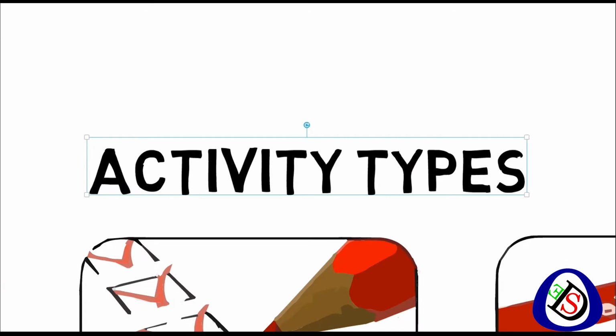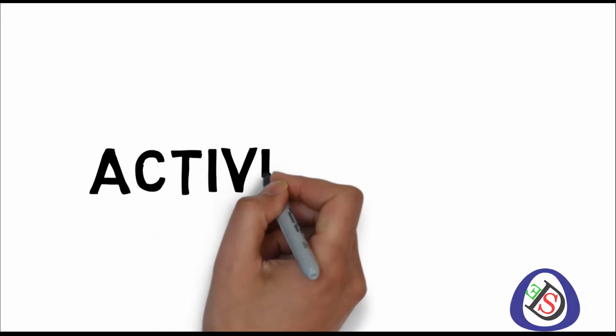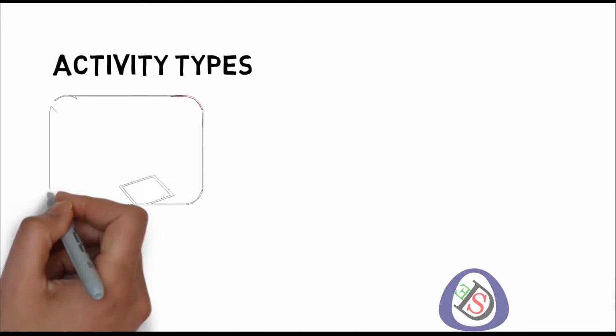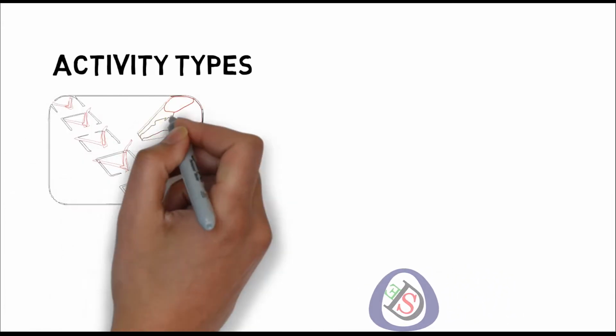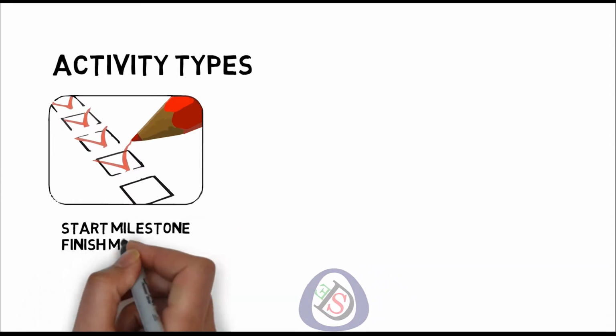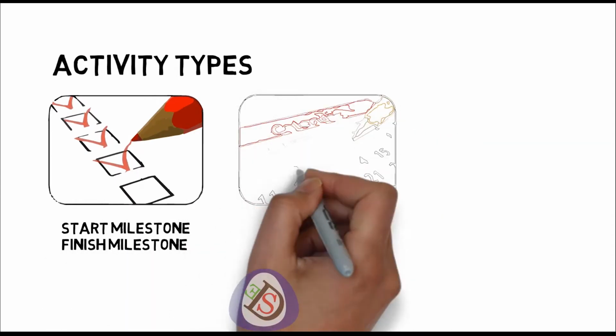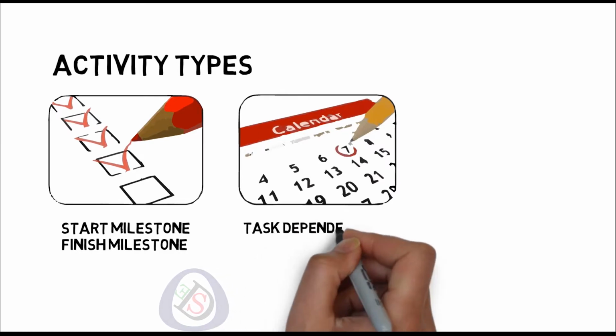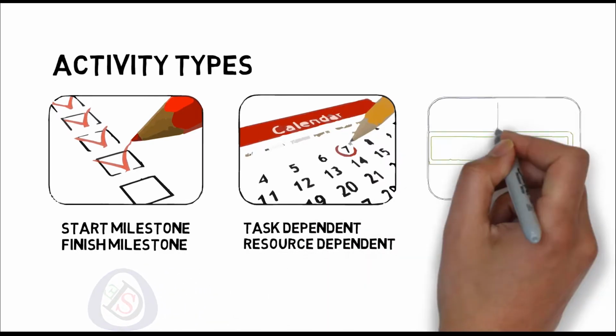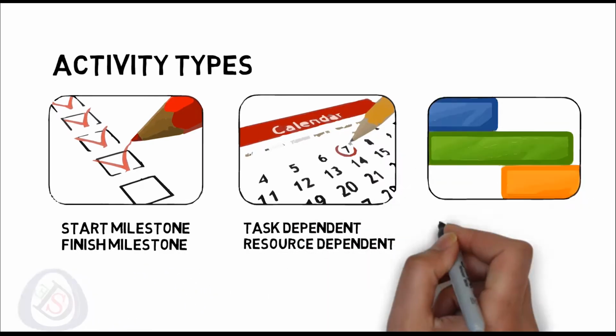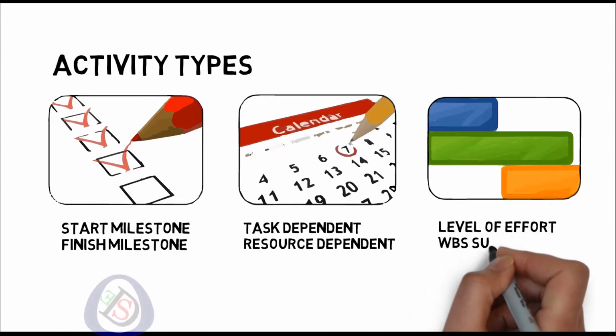Today I will explain activity types. So here we go, activity types. There are 6 types of activities. The first one is start milestone, and the second one is finish milestone. The third one is task dependent, the fourth one is resource dependent, the fifth one is level of effort, and the sixth one is WBS summary.